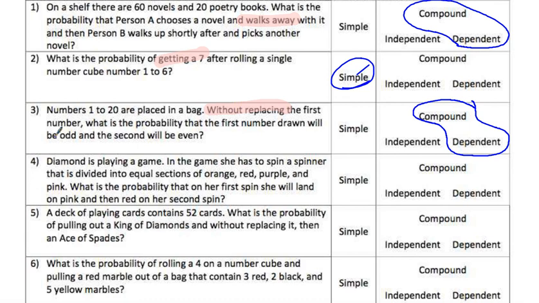Okay, number 4. Diamond is playing a game. In the game, she has to spin a spinner that is divided into equal sections of orange, red, purple, and pink. What is the probability that on her first spin she will land on pink and then red on her second spin? So, look at how many things are happening. 2 things are happening, which makes it compound. So I'm going to have either independent or dependent.